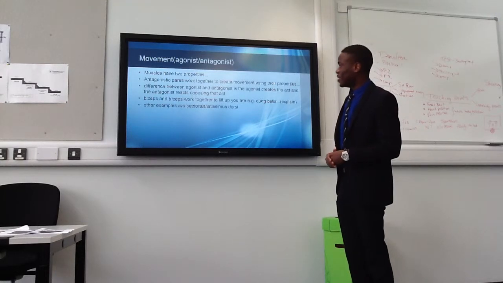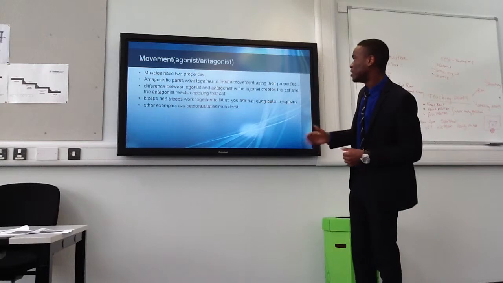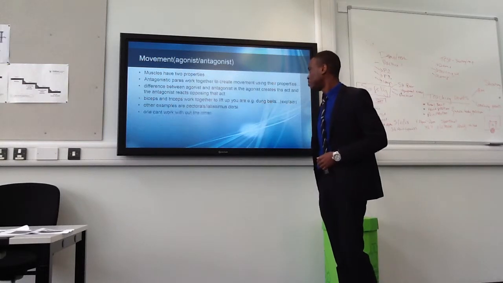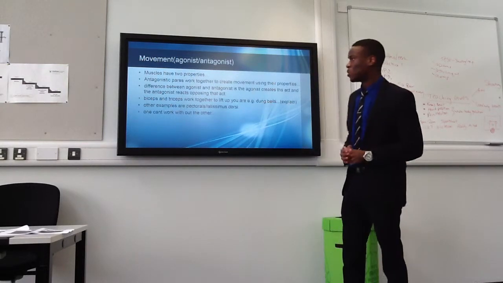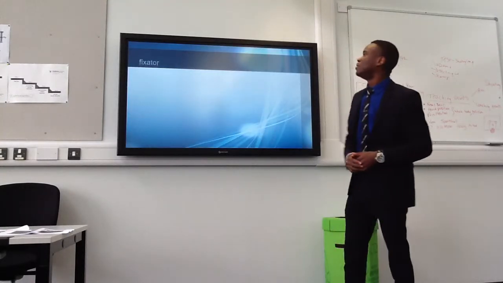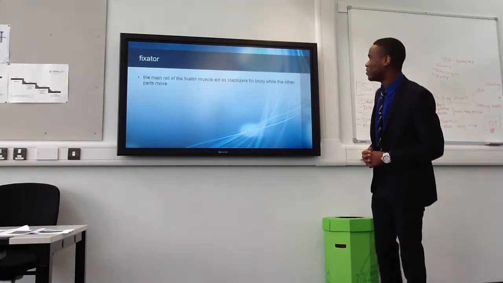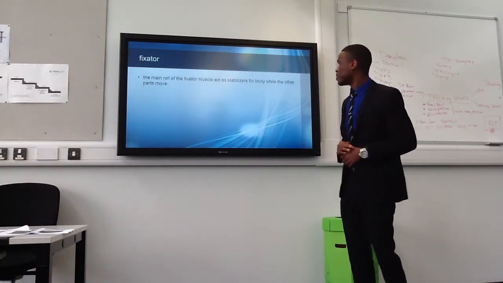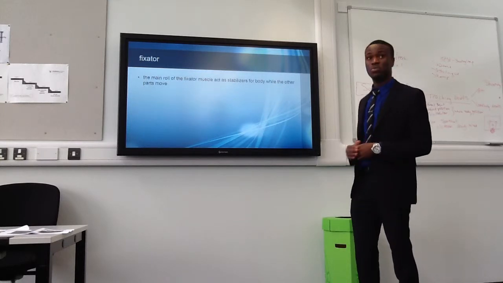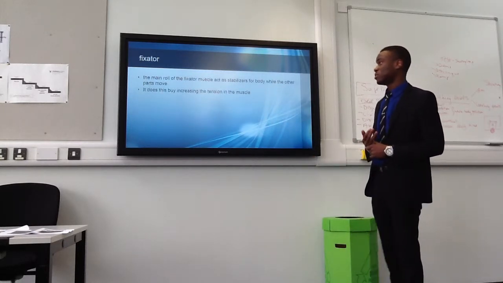Another example is the pectorals and the latissimus dorsi. One part works without the other, as already stated. Fixators. The main role of a fixator muscle is to act as a stabilizer for your body while the other parts move. It does this by increasing the tension within the muscle.